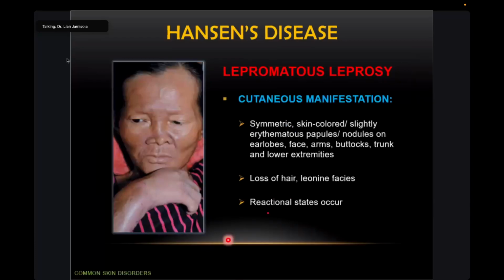Okay. Then, doon sa kabilang pole would be your lepromatous leprosy. So, here, symmetric na siya. Slightly erythematous papules, nodules on the earlobes, face, arms, buttocks, trunk, lower extremities. So, medyo madami na. And then, there's already loss of hair and leonine facies kasi nag-deposit na yan, puro teeming with bacteria na yan. Okay? So, no hair, wala siyang eyebrows.